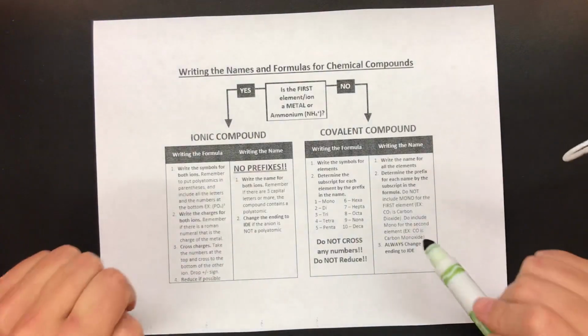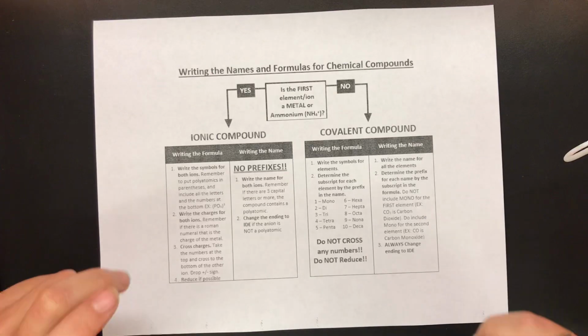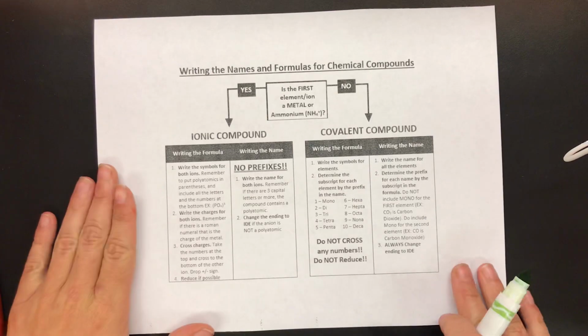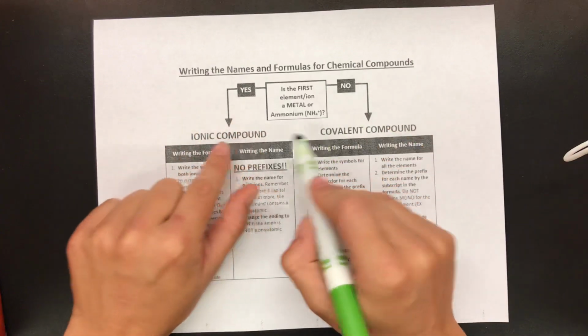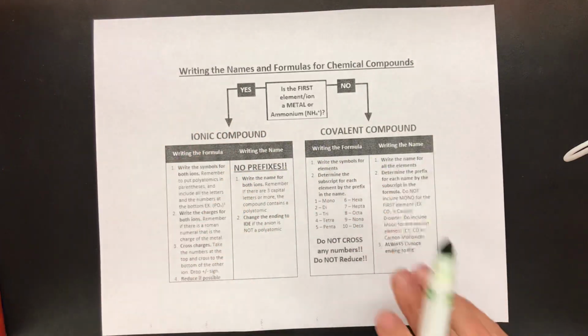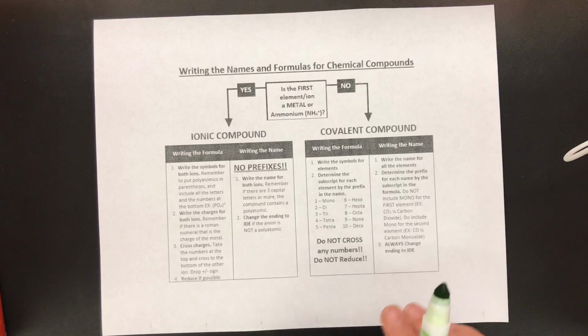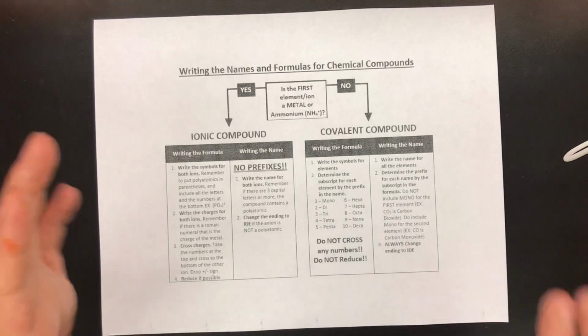So you should already have this paper. We're going to go through it and then stop there. Okay? So writing the names and formulas for chemical compounds. The first thing you got to figure out is whether it's ionic or covalent. I'm not going to tell you that. I'm not going to say, is the following ionic or covalent? I'm going to simply say, name the following compound. So just because I don't ask it doesn't mean you don't have to do it.